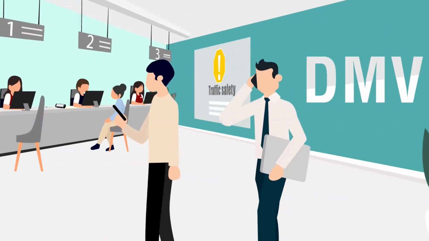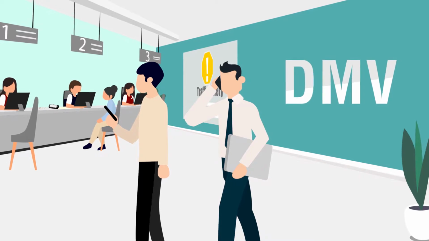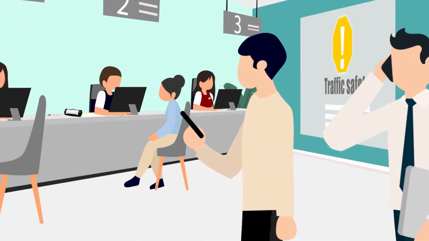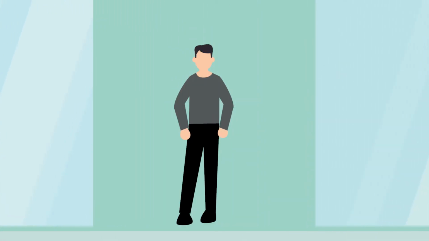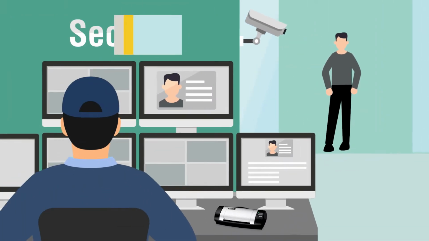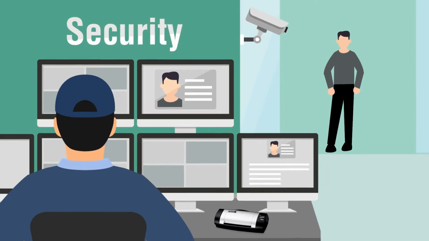DMVs tend to have a long wait time, but with the mobile scanner D620, looking up people and processing their information can shorten the time and make everyone happier. Tracking who comes and leaves can now be simpler and easier to manage, along with being more convenient.